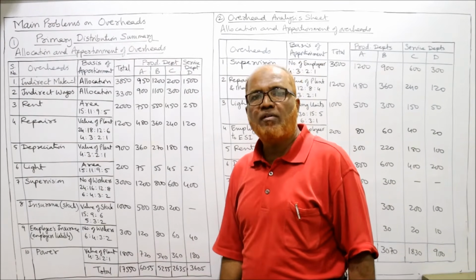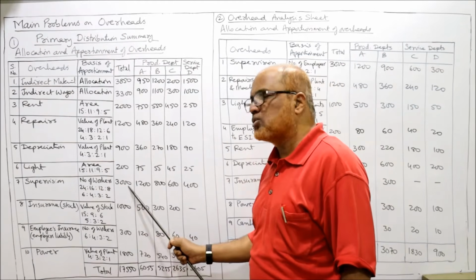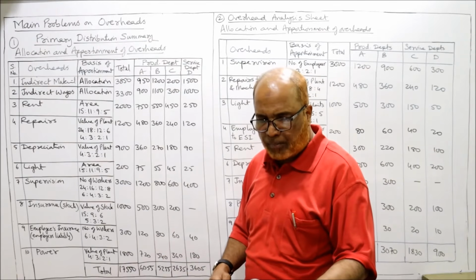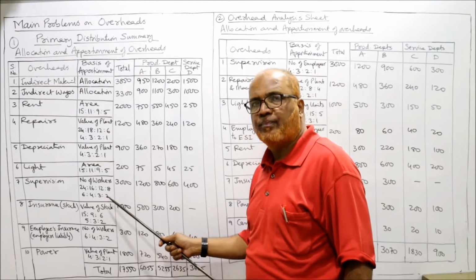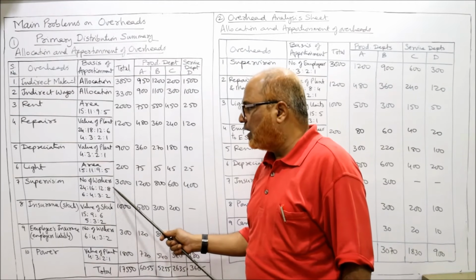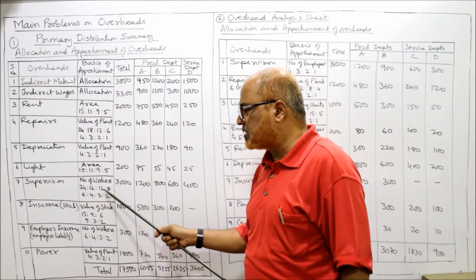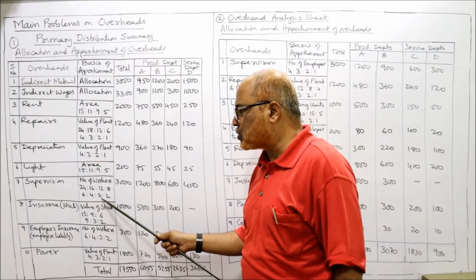Supervision. The supervisor will supervise the workers. So supervision charges of 3000 will be divided on the number of workers. The number of workers are given in the problem as 24, 16, 12, 8. It is divisible by 4. 4 6s are 24, 4 4s are 16, 4 3s are 12, 4 2s are 8. So 6 is to 4 is to 3 is to 2.